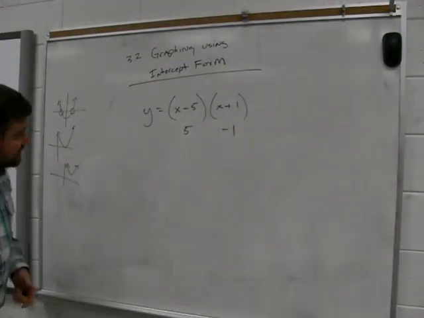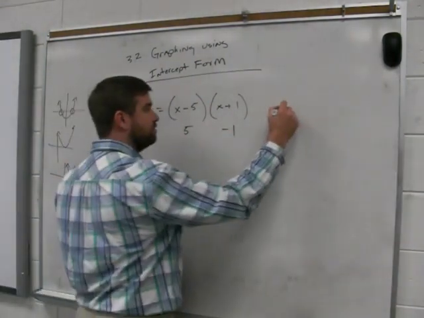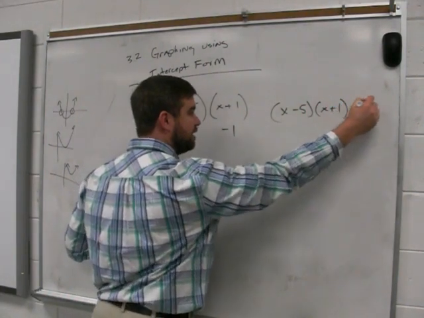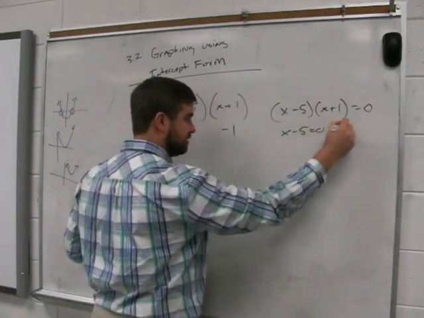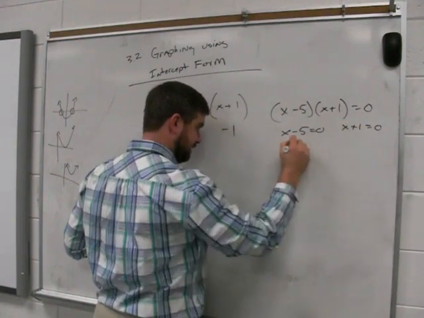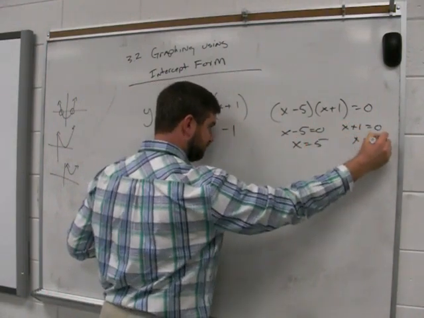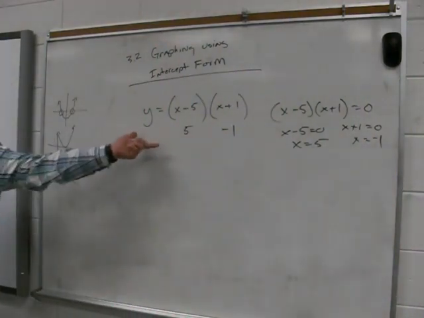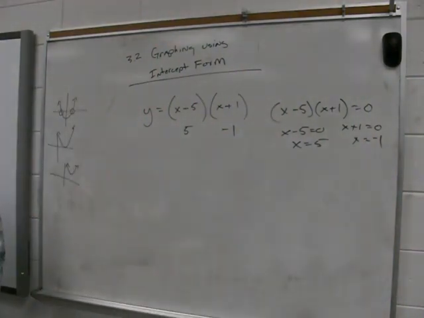Okay? How do we get that? Well, you said x minus 5 and x plus 1. You set them equal to 0. And then you said x minus 5 is equal to 0 and x plus 1 is equal to 0. And then you said x equals 5 and x equals negative 1. I don't expect you to do all that each time. It's real easy. You just look at it and you say they're 5 and negative 1.